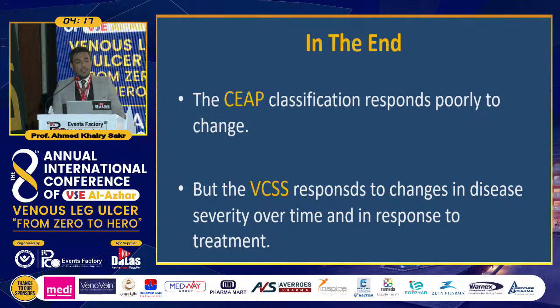In the end, the CEAP classification responds poorly to change in patients with clinically apparent varicosities and chronic venous dysfunction, while the venous clinical severity scoring responds to changes in disease severity over time and in response to treatment.